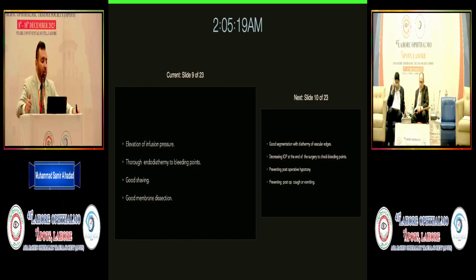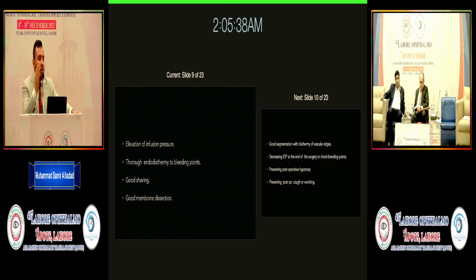Elevation of the infusion bottle, if you are confronted with hemorrhage. This is one. Thorough endodiathermy to the bleeding points, good shaving, and good membrane dissection. How to know the bleeding points?